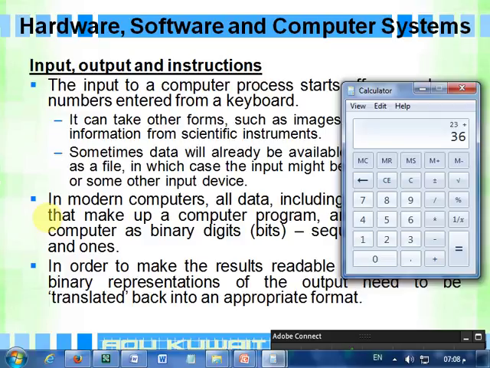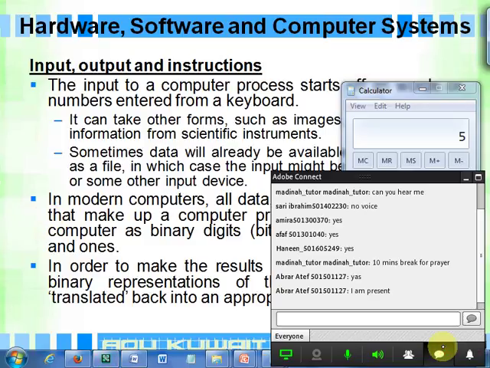And the output is what you get when you press equals: the 59 that we are getting, this is the output for us. Processing is adding the two numbers to get the result. For example, now I said 2 plus 3. 2 plus 3 is the input. When I press equals, the processing is done. 2 is added with 3. The output 5 is shown on the screen.